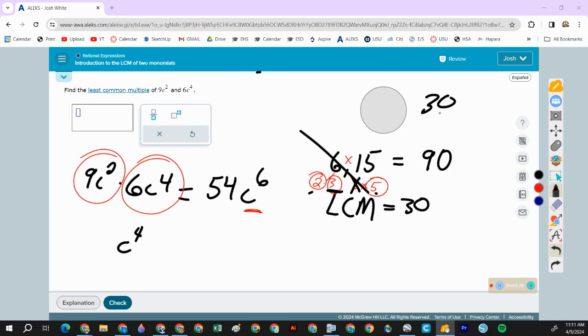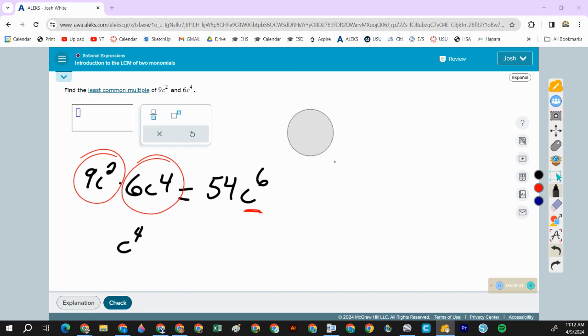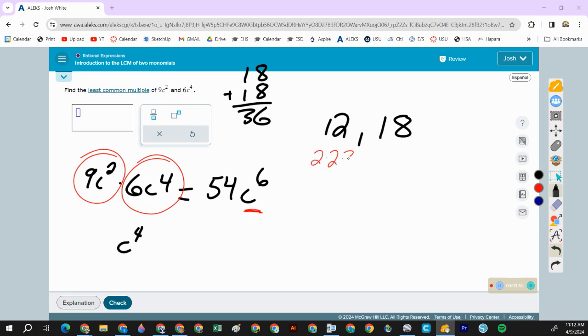All right, so let's do one that's a little bit harder. Let's say 12 and 18. Okay. So let's add the 18's. 18 plus 18 is 36. Does 12 go into 36? Yeah, that's my answer. So let's look at the makeup of 12 and 18. 2 times 2 times 3, and 2 times 3 times 3.